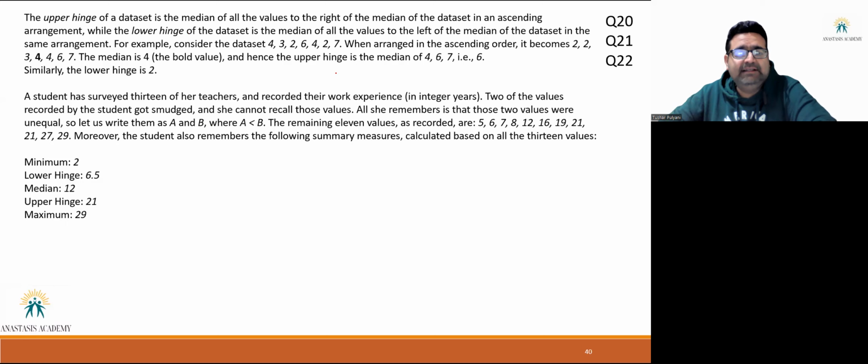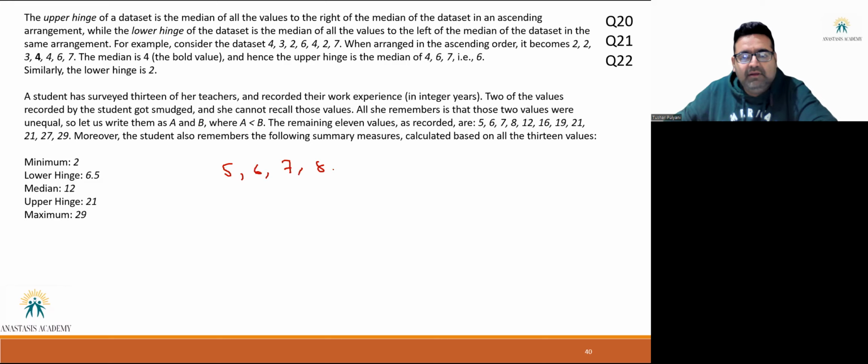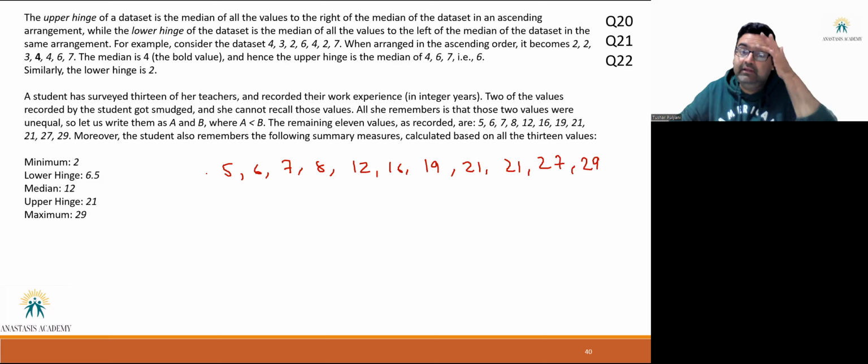Now for the question, they're saying that 13 values are there, but 2 values are deleted or smudged. Let's call those A and B, where A is less than B. The remaining 11 values are given to you: 5, 6, 7, 8, 12, 16, 19, 21, 21. You can just write down those 11 values, and there are 2 values A and B which will make it total 13. But there were some things that the student remembers, and based on that we have to find out A and B. They say the minimum is 2. Now this is fantastic because if the minimum is 2, then A, which is the smaller one of the two, has to be 2, right?